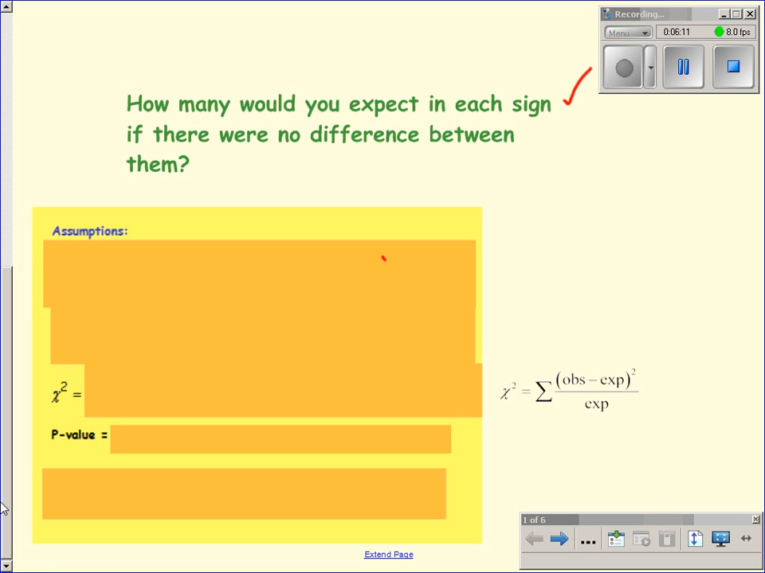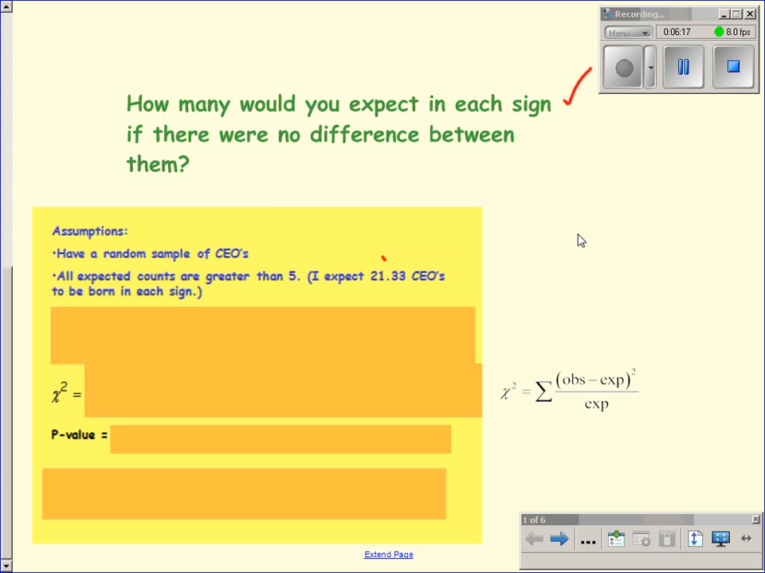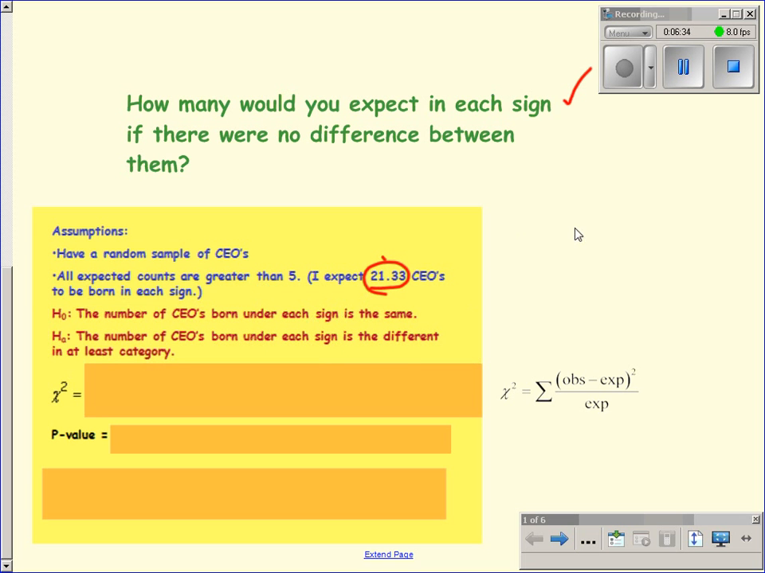But first of all, we have some assumptions to make. Let's make sure all of our assumptions are met. We have a random sample of the CEOs, and all the expected counts are greater than 5, and that is, I expect that there'll be 21 1/3 CEOs to be born in each sign. That's that 256 divided by 12.